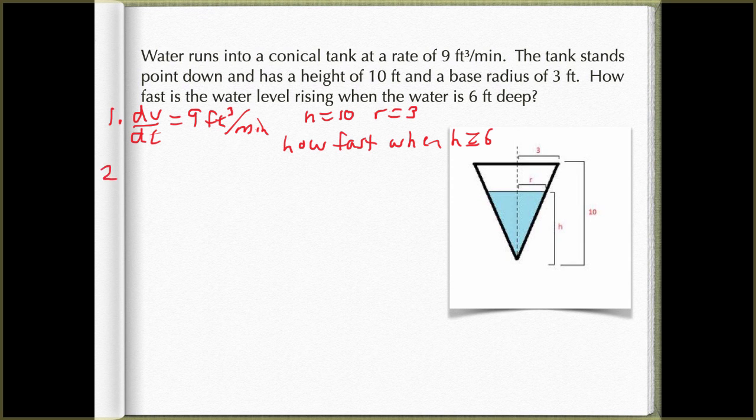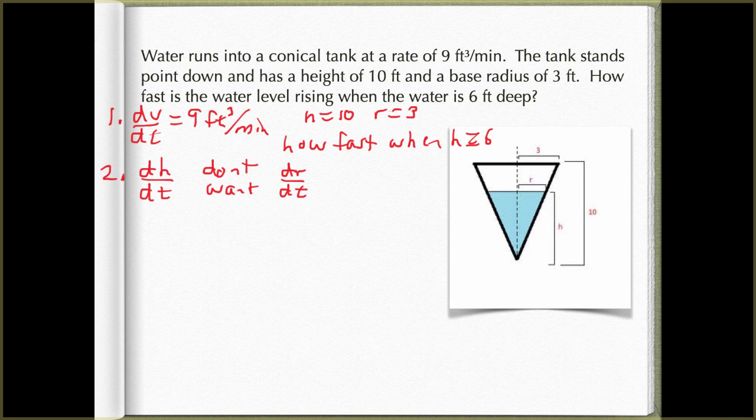So in step 2, we want to find out how fast the height is changing. So we want to find dH/dt. And we don't care about the radius, so we don't know anything about dr/dt.